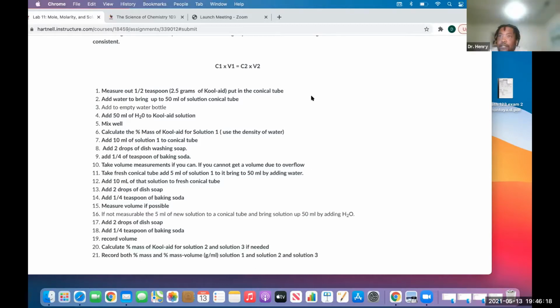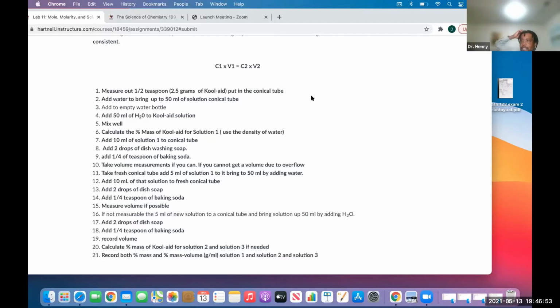Okay, so then you took 10 mils of that and you mixed it all nicely, and you put that into the conical tube. Is that correct? Yes. Okay, then you added 2 drops of dish soap. Yes. And then you added a 1/4 of a teaspoon of baking soda. Yes. And nothing happened? No, nothing. Nothing happened on mine either.